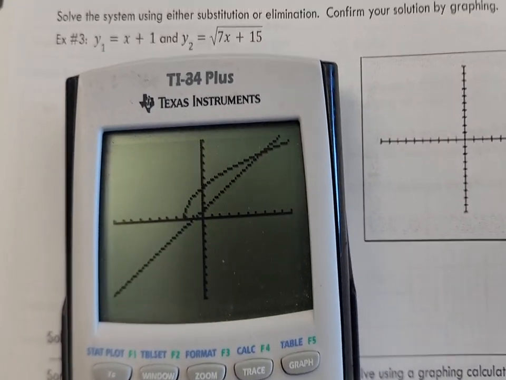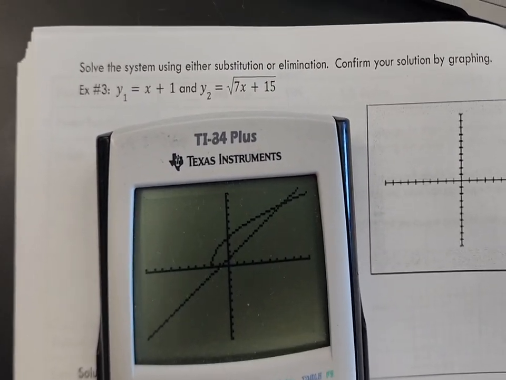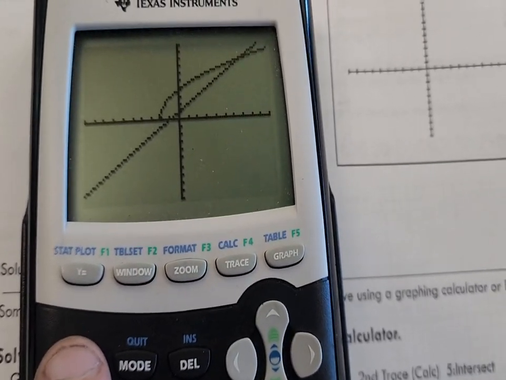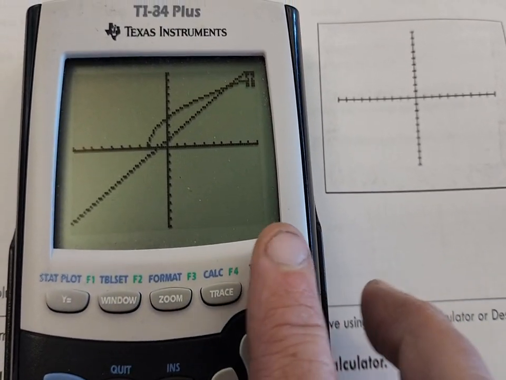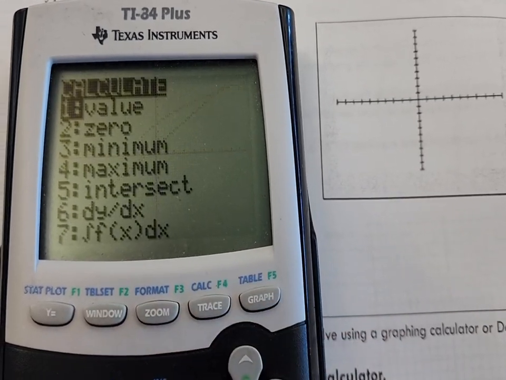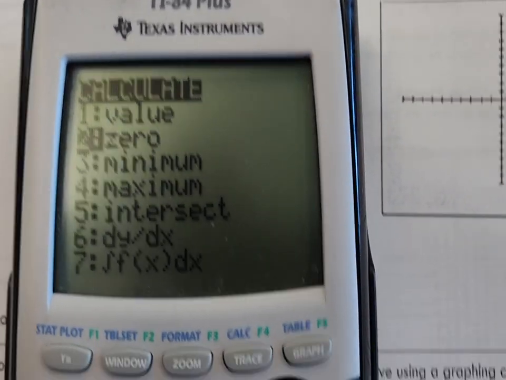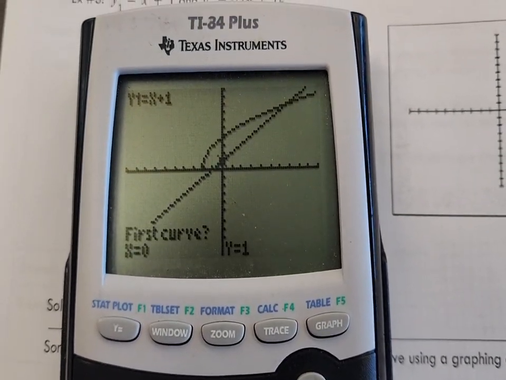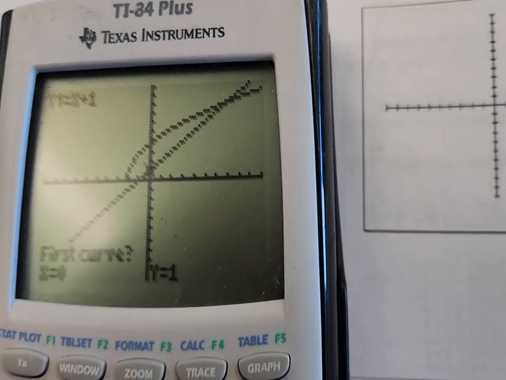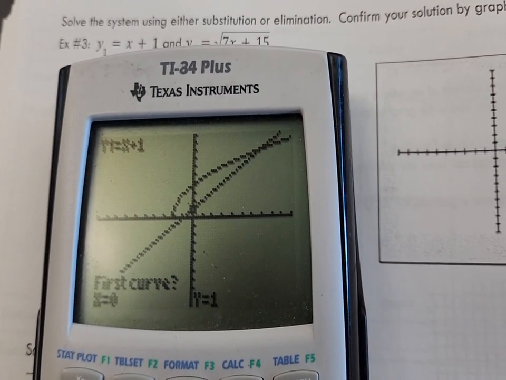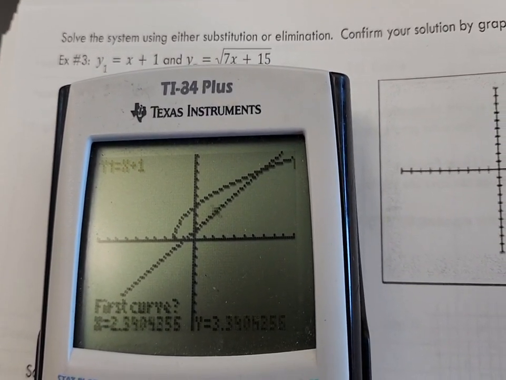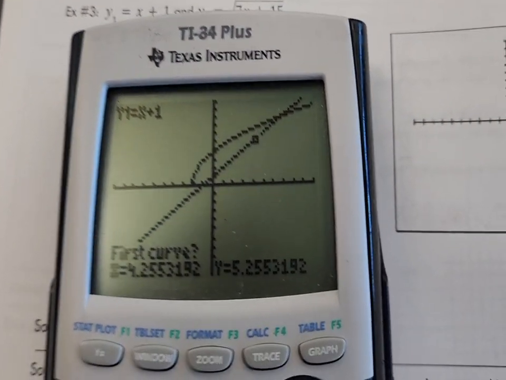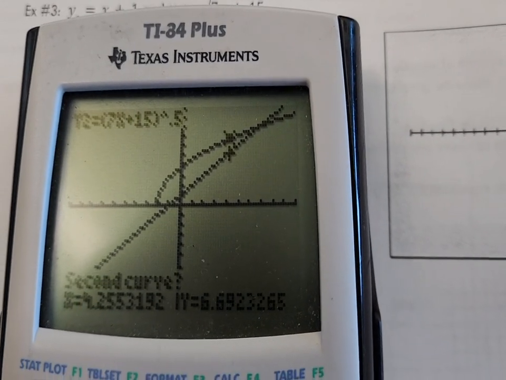The way to do this is there's this calc menu that's here. So what you want to do is hit your second function button and then hit calc. And then you're going to mouse down to intersect, so you just hit enter on intersect. Now it's saying first curve. It's asking which curve you want to be the first one. Well, I'm going to have the first curve be this line. So I'm toggling along the line with this arrow, and I'm going to tell the calculator, yep, that line's my first curve.